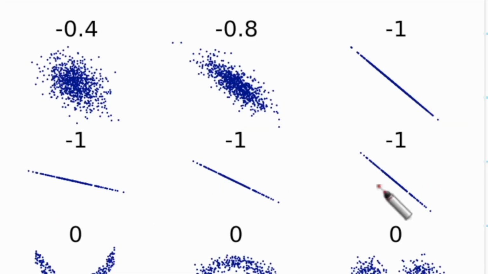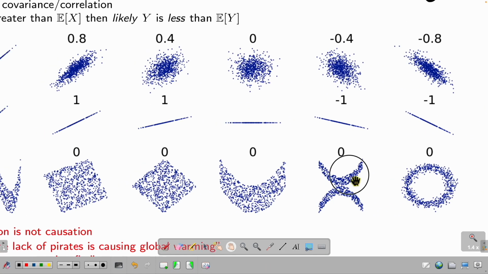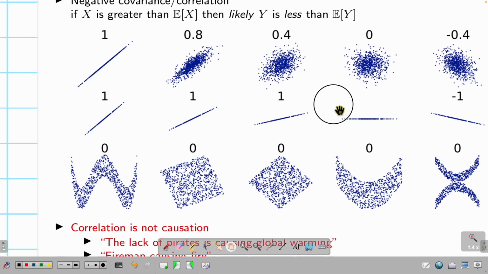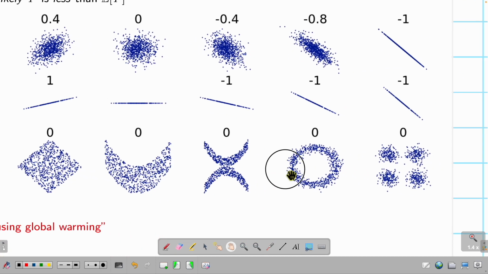Similarly, for these three curves, they have a negative correlation. That means if x increases, y should go down. This is x increases, y goes down. But they don't tell you how much y should go down, so both of them give you the same correlation. And what about correlation 0? This is correlation 0, but it can also be like this, like this, or like this.